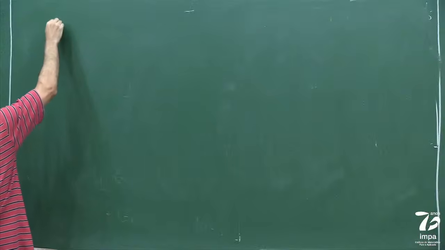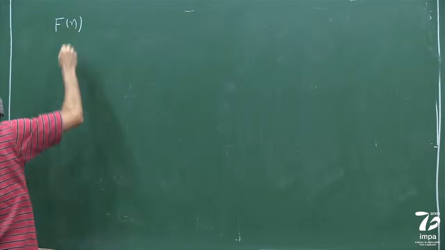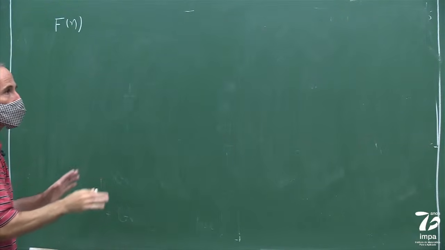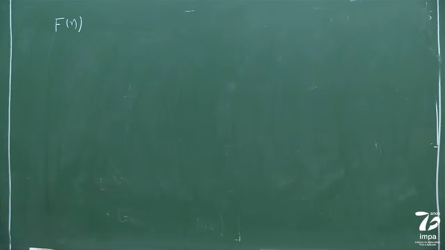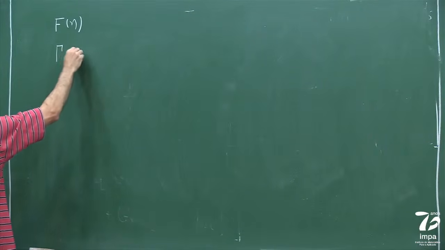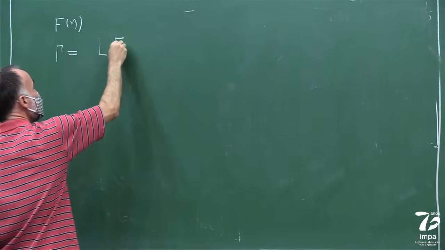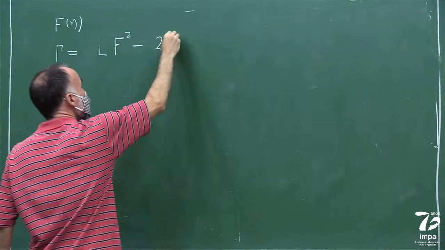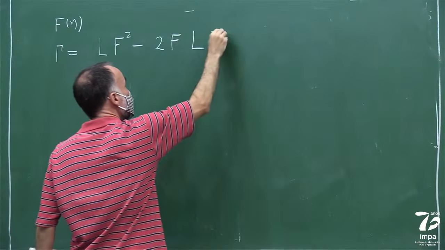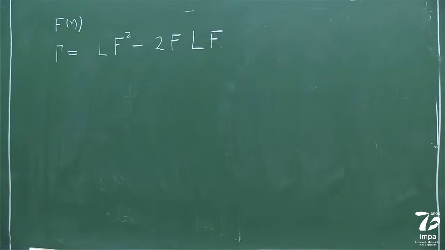So let me take a function f of eta, which in our case was the integral of g with respect to the empirical measure. And remember that gamma, the expression I wrote here, is L of f squared minus 2 times f LF. Okay, this is what we proved. What I want to do is to get a simpler formula for gamma in the case of the exclusion process.